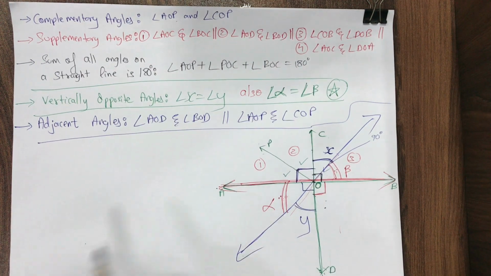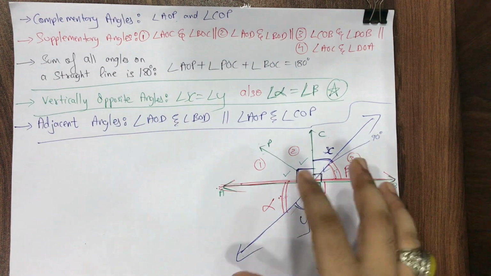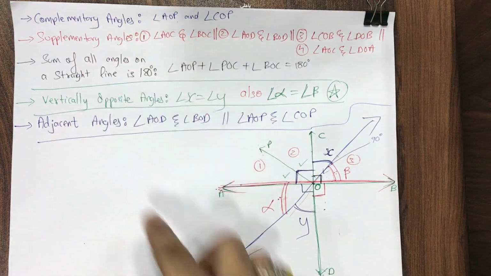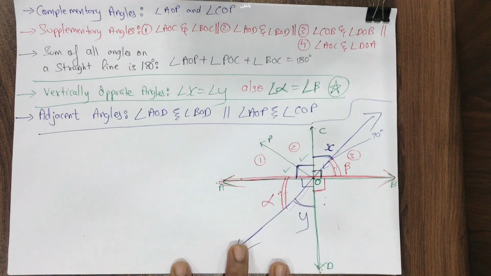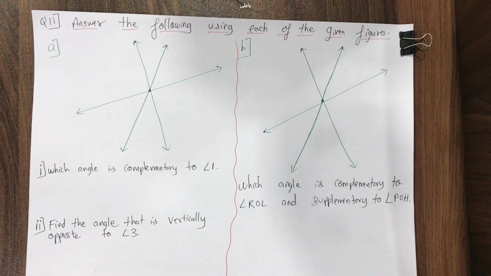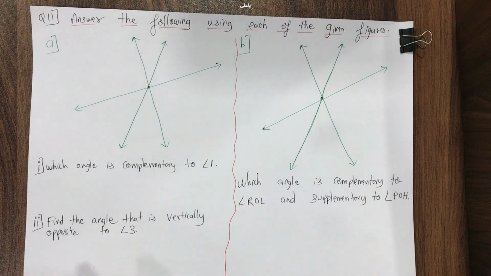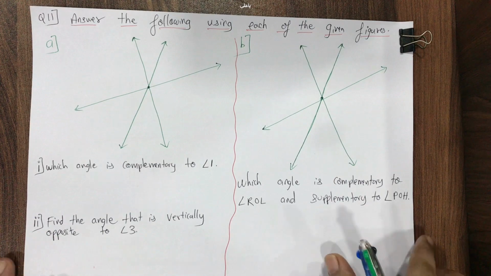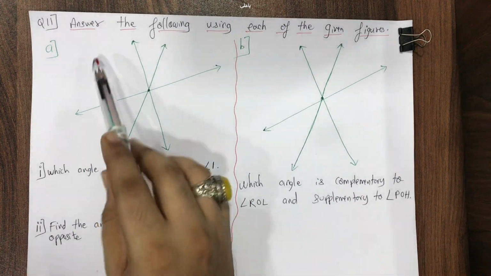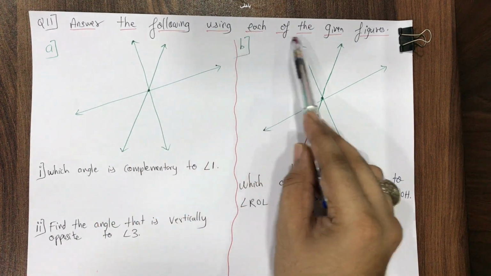Now how will you do it? In your notebook, first you will draw the diagram, a big diagram, and then you will write everything. Please pause the video, all of you, and do it first. Okay, please pay attention. Based on what we did in a mind map in the revision, let's see a very simple question, question number 11 of your textbook. Answer the following using each of the given figures.